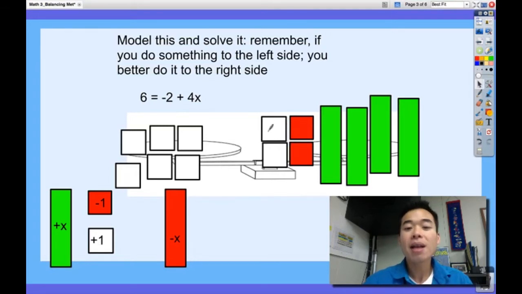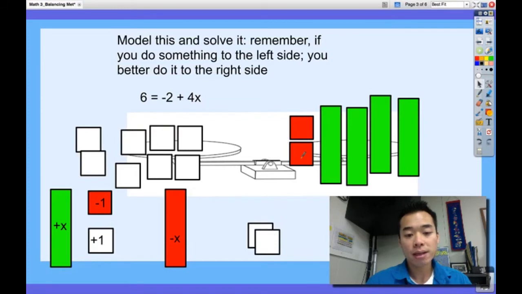Why did I do that? Because it cancels it out. This one and this one equals 0. This one and this one equals 0. So the rule of mathematics says that if I add positive 2 to one side, I also add 2 to the other side. So there's 1, 2. And then I remove whatever I can, so those red tiles are gone.